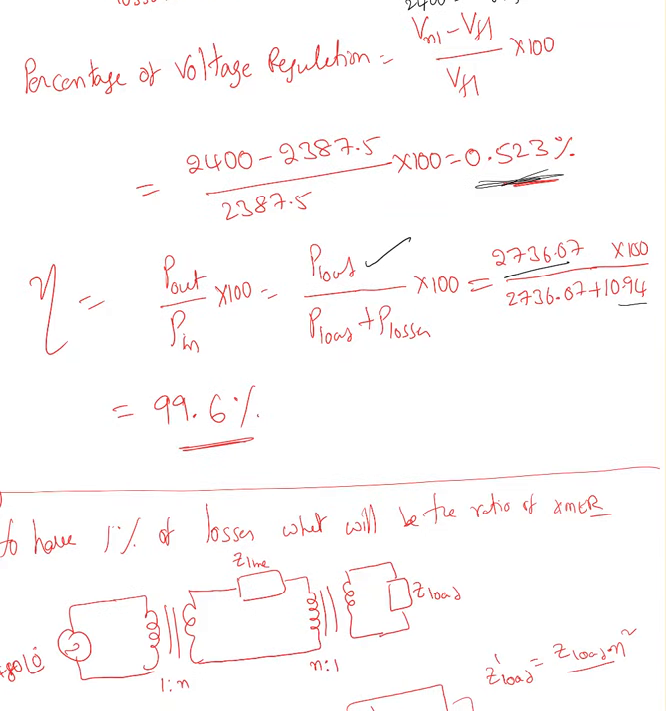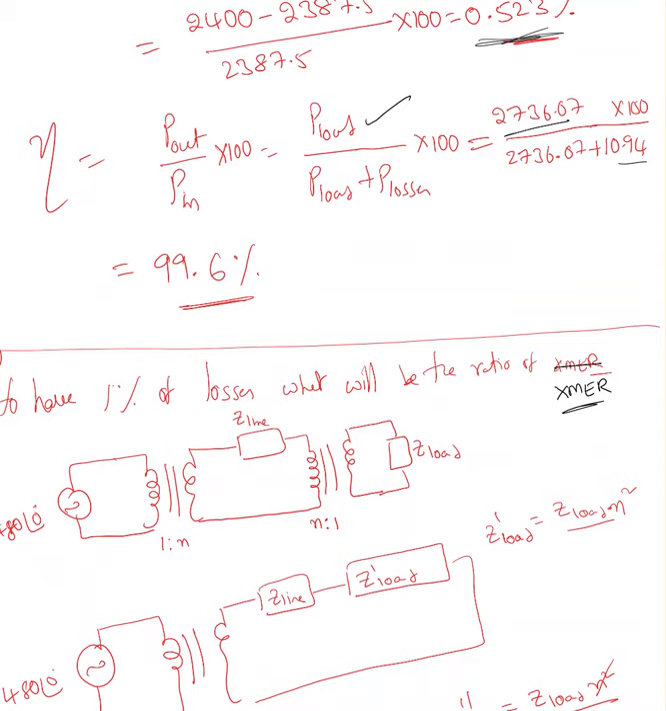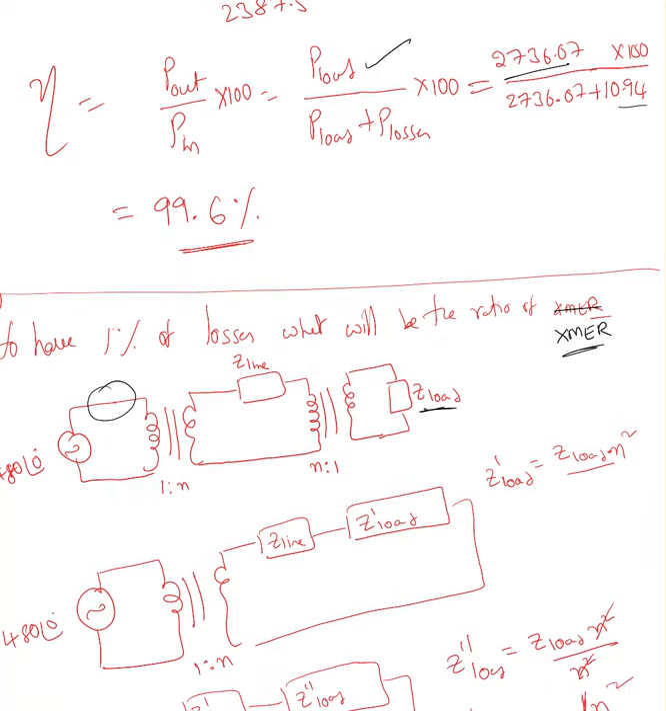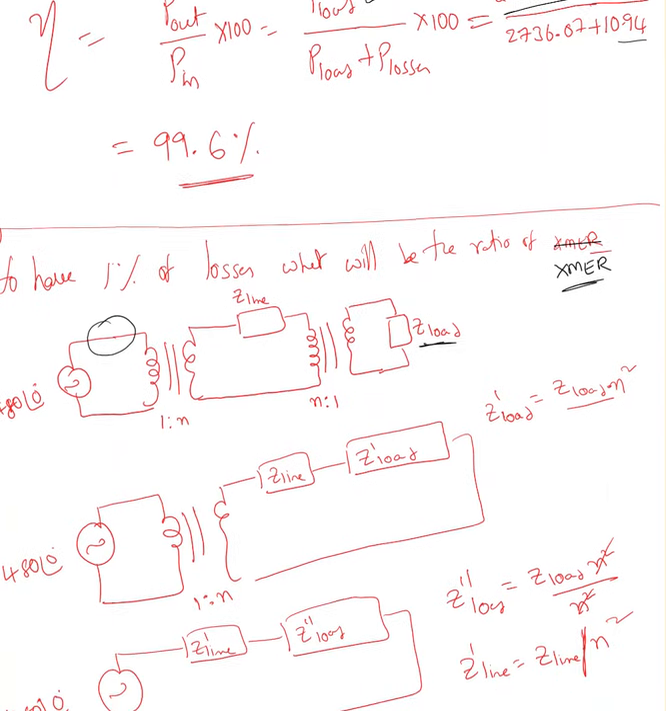The last part he is asking about: to have 1% of losses, what will be the ratio of the transformer? This is the transformer, simply XMER. So what I'm going to do here is transfer this load into the primary side of the second transformer, and everything into the primary side of the first transformer. When I transfer this, Z load is nothing but Z load over N2 over N1 squared, so we'll end up with N square. I'm indicating that as Z prime load.